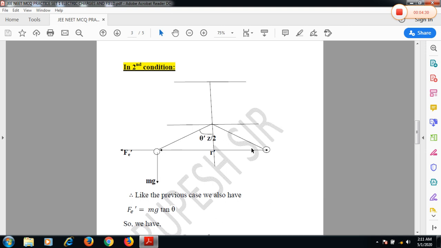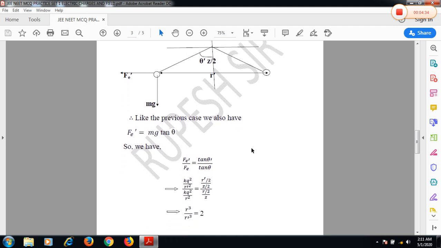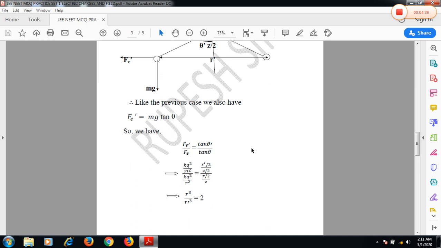Again, like the previous condition, we have Fe dash equals mg tan theta dash, right? So ultimately Fe, the repulsive force, must be proportional to tan theta. Here it is tan theta dash, must be tan theta dash. Fe dash equals mg tan theta dash. Okay students, please correct it.